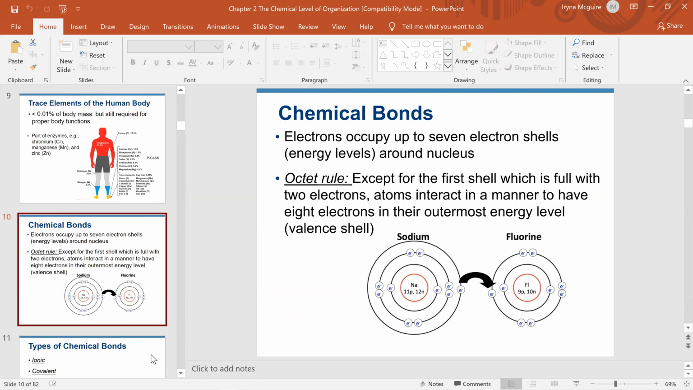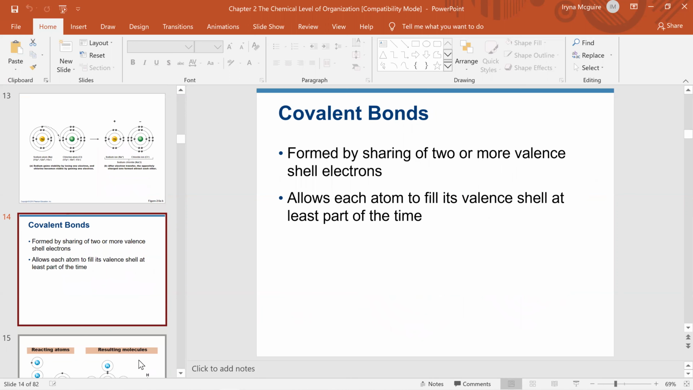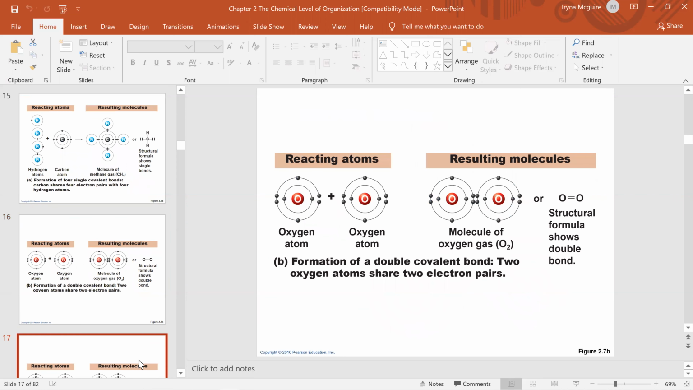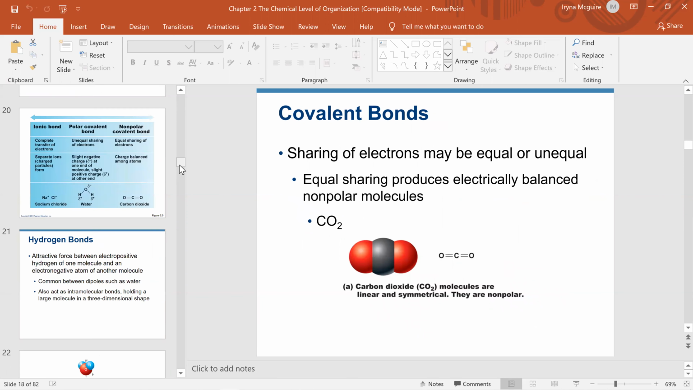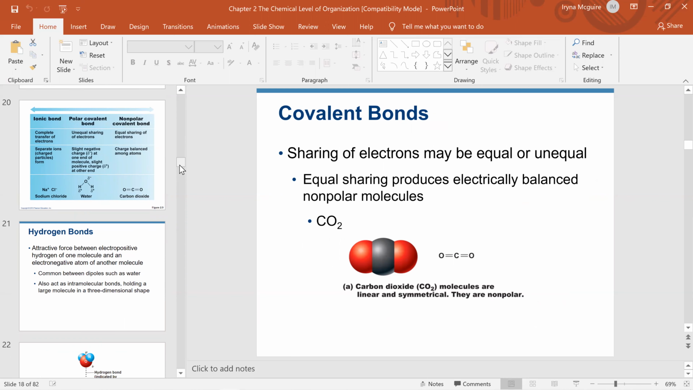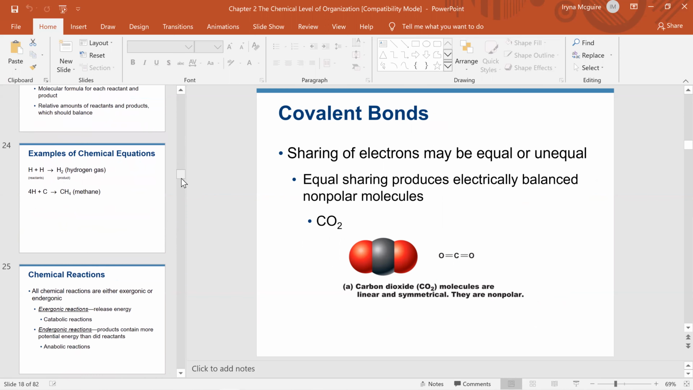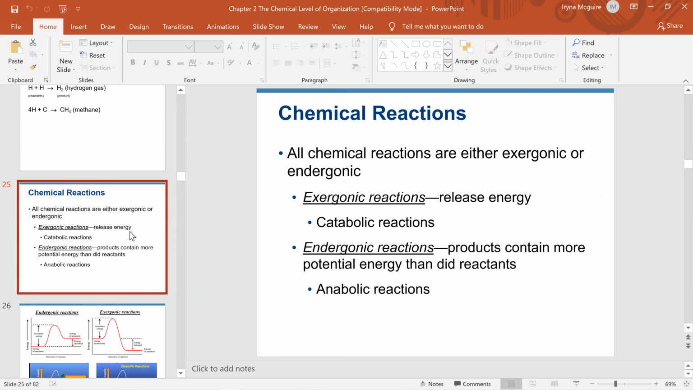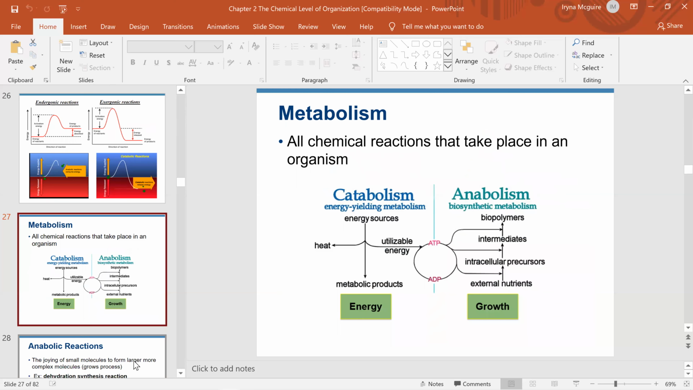Interaction of the atoms is called bonding, and there are three types of bonds, right? So we talked about ionic bonds and hydrogen bonds. Then reactions can be exergonic and endergonic, and endergonic reactions are anabolic reactions. And exergonic reactions break down large organic molecules.